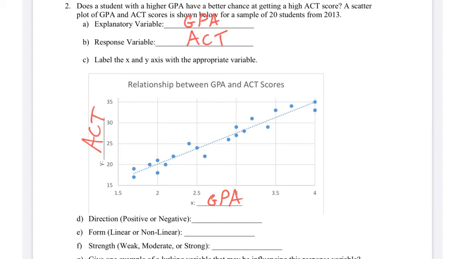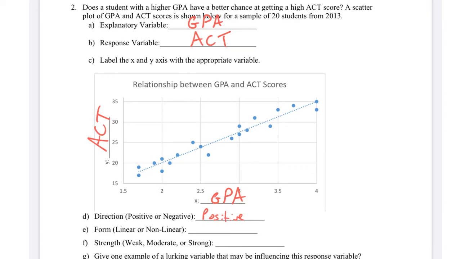The direction is either going to be positive or negative. In our case, it's going to be positive. The form is going to be either linear or nonlinear. It's positive because as we read it from left to right, the data values are going up. They're all kind of closely around that straight line, so that means it's linear.